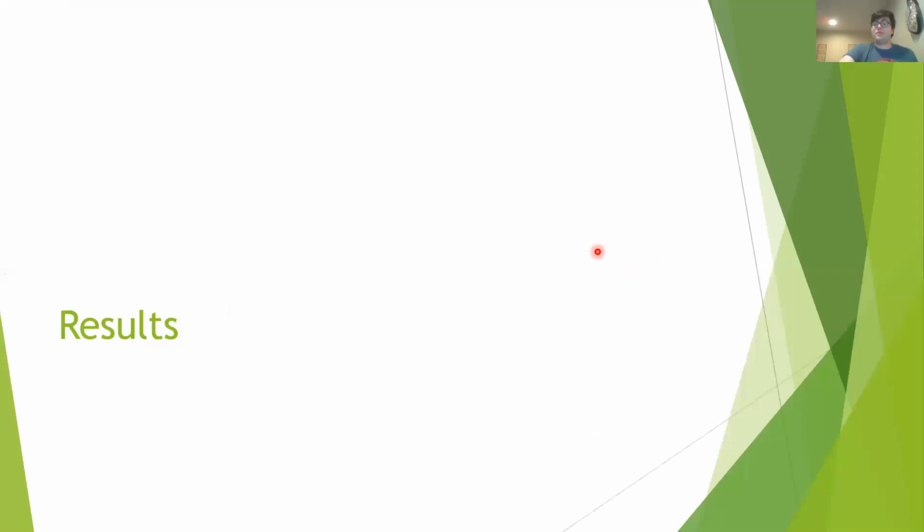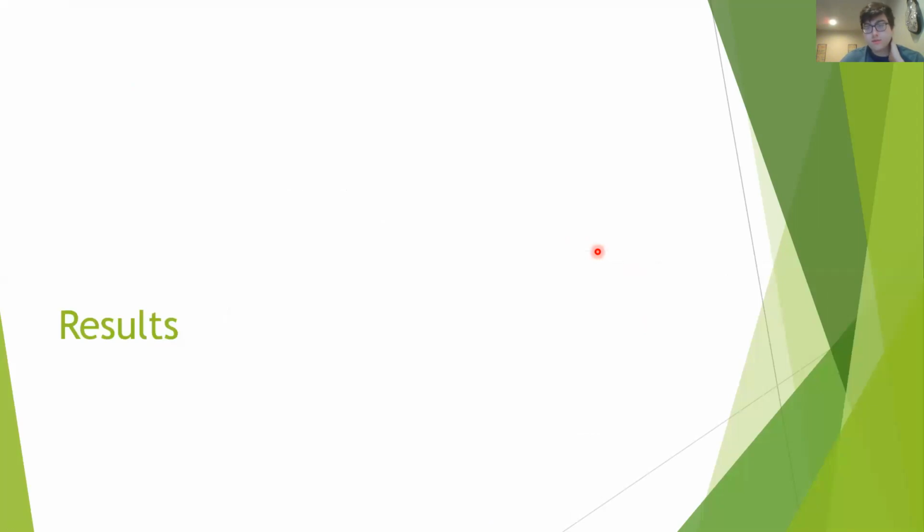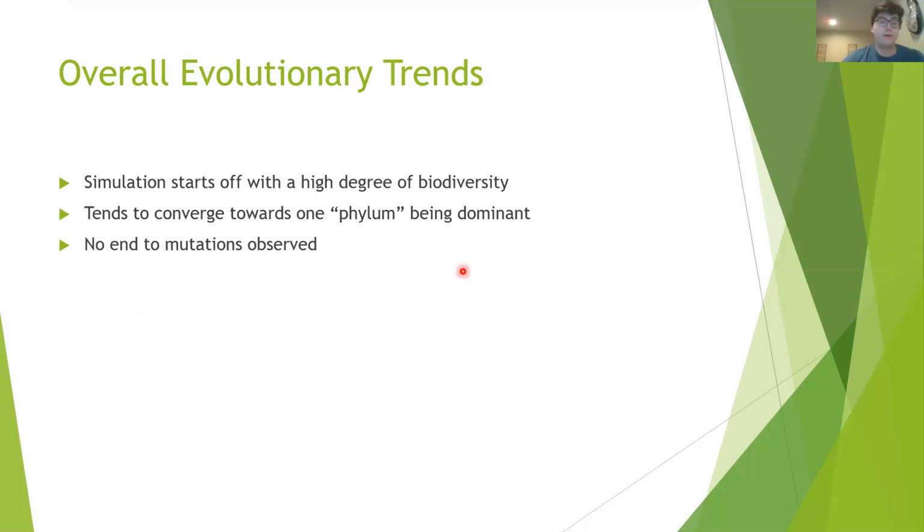But yeah, all right, results, the fun part. Actually, before I do results, before I spoil that, I'll show you it in action after I finish the PowerPoint. All right, so let's talk about overall evolutionary trends. Generally we start off with a high degree of biodiversity between different species, and we tend to converge towards one phylum, which is just my way of saying all of the species that end up emerging tend to be from the same common ancestor.